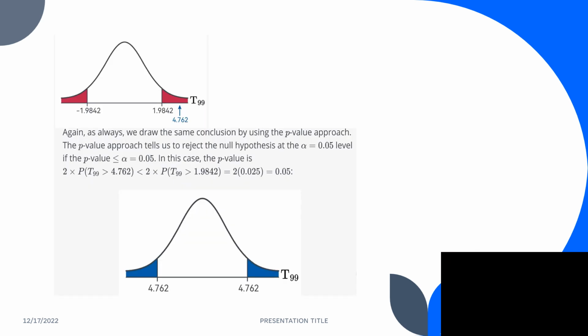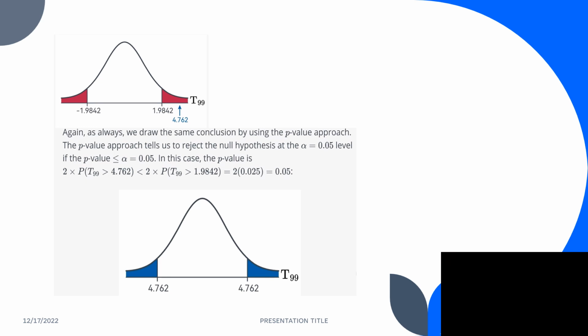So there's the graph. The left side is negative 1.9842 and the right side is 1.9842, with 99 degrees of freedom. And here we reach the same conclusion using the p-value approach.